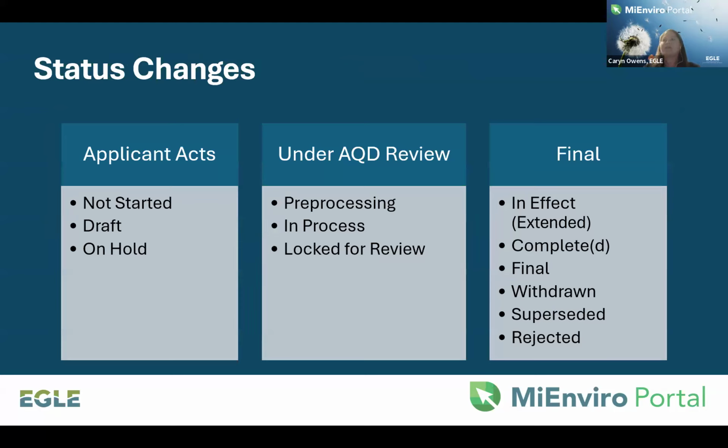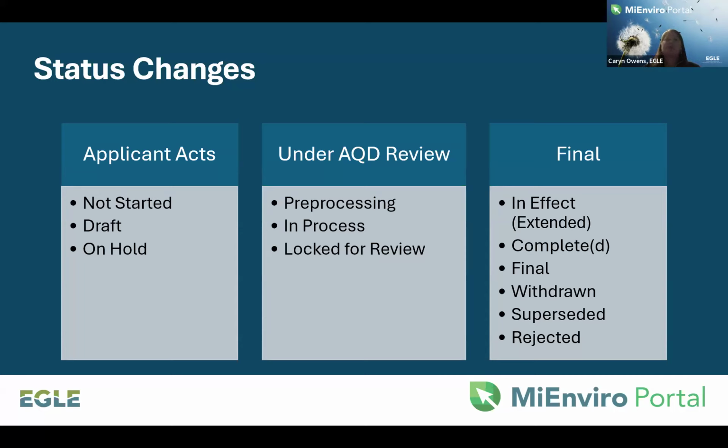So when we are in the system, as the form is developed, submitted, and acted on, you're going to see different statuses associated with that submission. The first 3 over here on the left are where the submission is in the applicant's hands, and they will need to submit it before AQD will be able to see the information in that form.